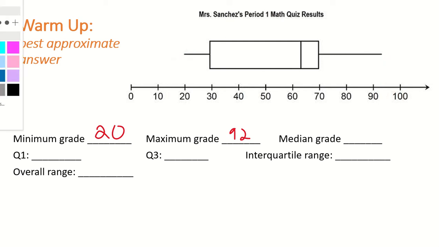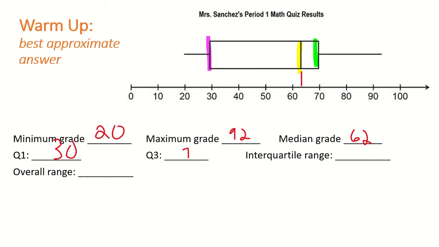All right, the median. Remember that the median is this line that's inside of the box. That looks to be also between 60 and 70, but closer to 60. I'd go with 62. Why not? All right, now Q1, which means quartile 1, right there, that looks to be at 30. Q3 is right there. That's the end of the box. That looks to be right at 70.